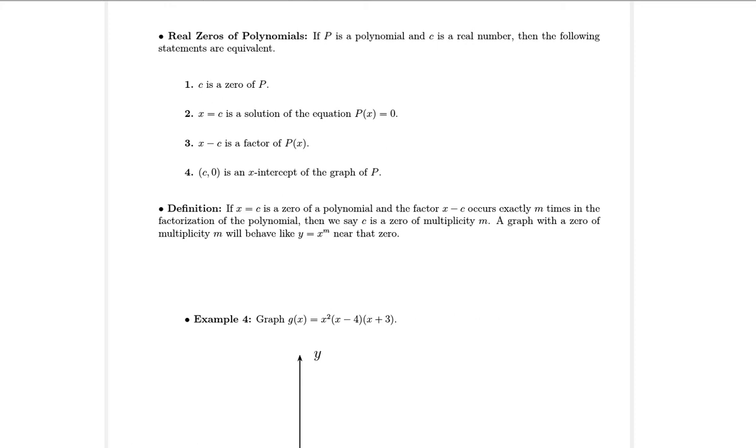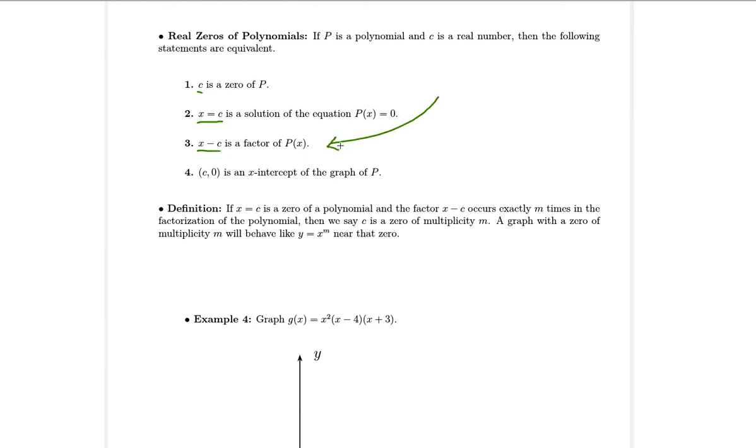So if you have a number c that is a zero of the polynomial, that's the same as saying that x equals c is a solution to the polynomial being equal to 0. Okay, well, yeah, that's what it means to find a zero, right? It also means that x minus c is a factor of the polynomial. And then finally that (c, 0) is an x-intercept of the graph of the polynomial. All right, so let me just clarify what all this is saying.